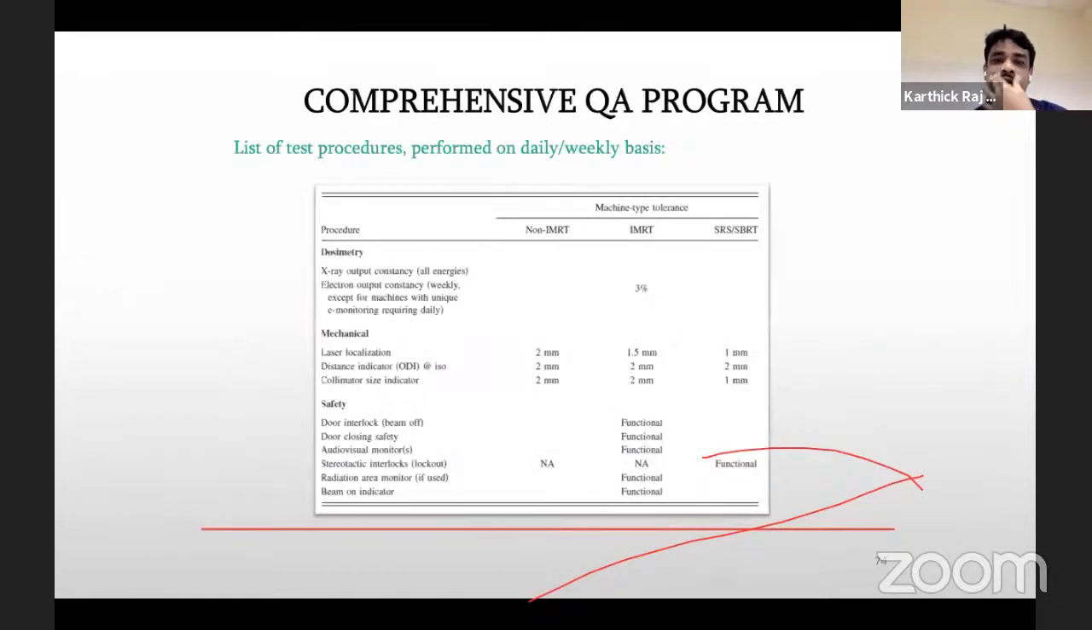In a comprehensive QA program, if you have a non-IMRT center, like 3D CRT, you have different tolerance levels. For laser accuracy, if I want to do an IMRT, it has to be within 1.5 millimeters. For an SRS or SRT, it has to be within 1 millimeter. So the tolerance levels you set for different techniques are going to be different.